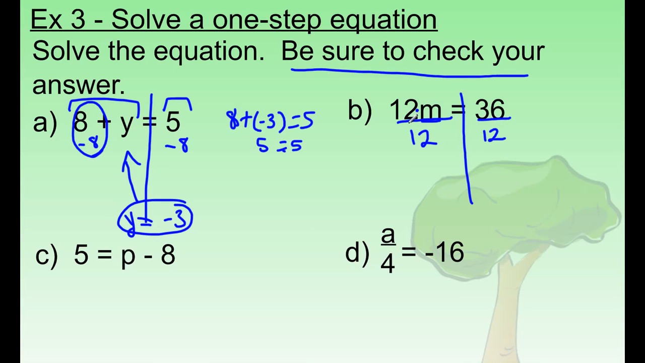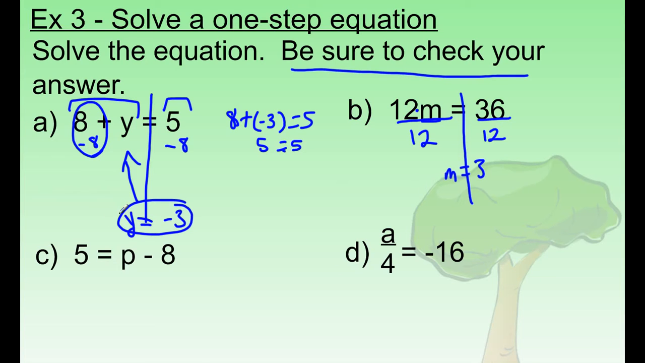Because watch this. 12 divided by 12, just dividing the number part. 12 divided by 12 is 1. And we could say 36 divided by 12 is 3. But having a 1 in front of the variable doesn't change anything. I mean, this 1m equals 3. Well, over here, I have 1y equals negative 3. So having a 1 in front of the variable is allowed. And it's actually kind of not even needed. I'm fine if I just go like this and go boom, no more 1.